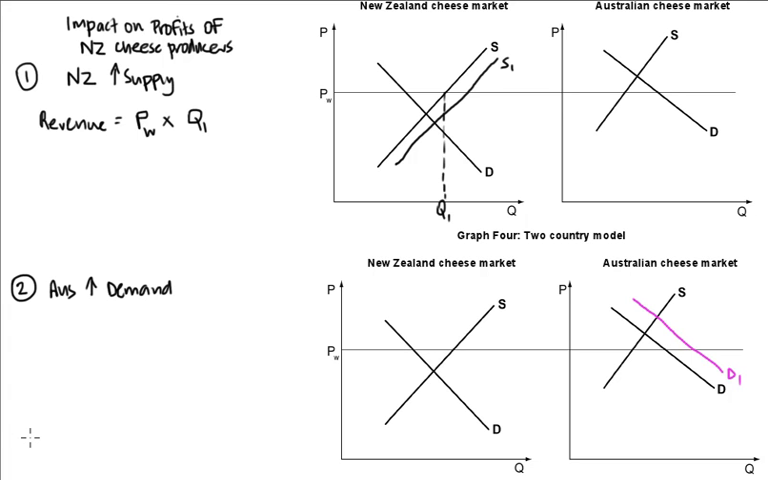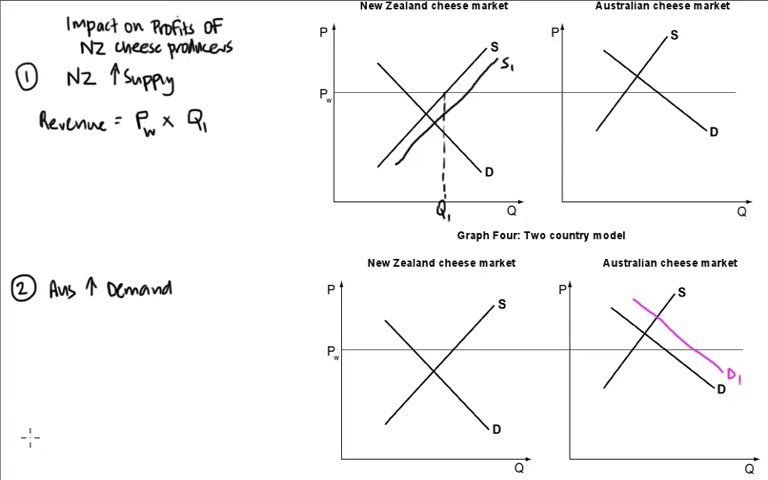So I just thought I'd address this last question, and it's an excellent question, requiring you to compare and contrast. In this case, it's comparing and contrasting the impact on the profits of New Zealand producers after either one, an increase in supply in New Zealand, or two, an increase in demand in Australia. Well, what I've done then is to start to illustrate the impact of that.